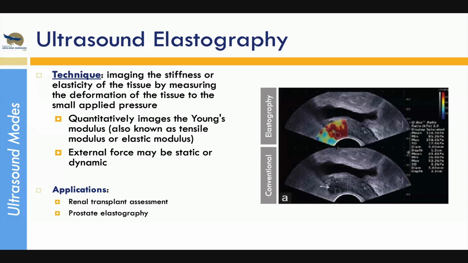The native kidneys are way too deep in the body for this to work, but a renal transplant, because it's more superficial, can potentially be assessed using elastography techniques. The differential in stiffness could potentially be used to see whether there's a likelihood of rejection. It could potentially help determine whether a patient needs a biopsy or not.